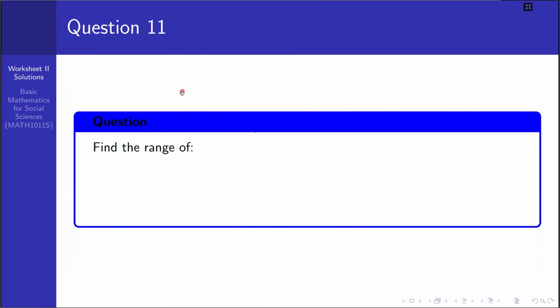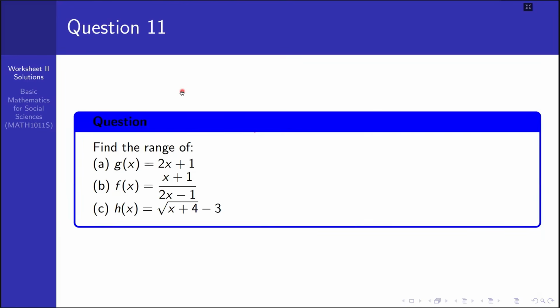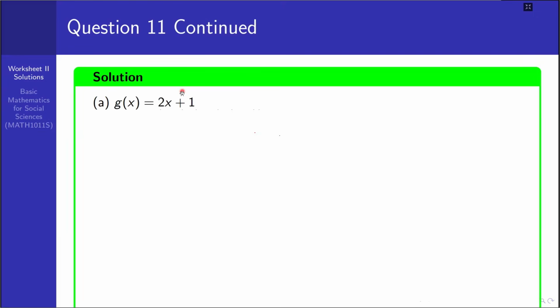ኦኬ let's continue. Question number 11. We are asked just to find the range of g of x equal to 2x plus 1, f of x equal to x plus 1 over 2x minus 1, h of x equal to the square root of x plus 4 minus 3. ስለዚህ ሬንጅ ነው የተጠየቅነው። ስለዚህ ከመጀመሪያ ከጂ ኦፍ ኤክስ በምነሳበት ጊዜ g of x equal to 2x plus 1 is given.